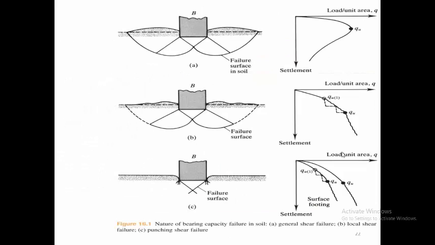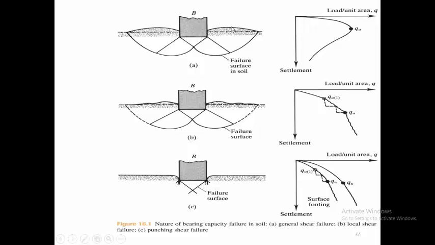So here, these are the three modes of failure for the soil. Okay? The first figure is the general shear failure. So a continuous failure surface develops between the edge of the footing and the ground surface. This type of failure is characterized by heaving.